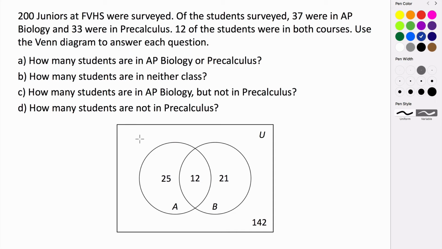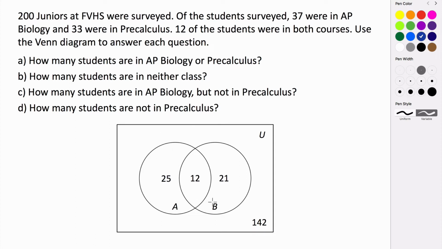Today we're going to look at how to use Venn diagrams to solve a problem like this. It says 200 juniors at FVHS were surveyed. Of the students surveyed, 37 were in AP Biology and 33 were in Pre-Calculus. 12 of the students were in both courses. Use this Venn diagram to answer each question.